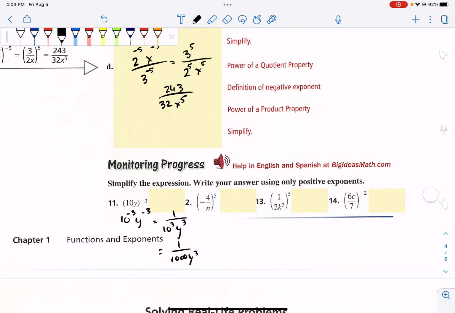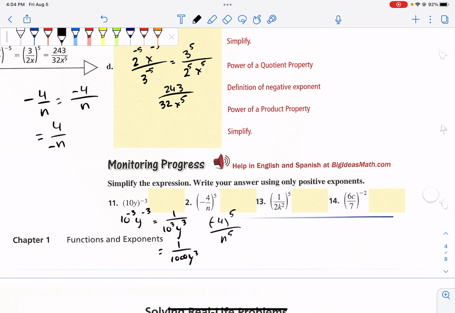Okay, -4 over n to the 5th power. Ooh, we got to make a decision here. Okay, so something to remember about fractions. Negative 4 over n. That is the same thing as negative 4 on top and n on the bottom, which is the same thing as 4 on top and negative n on the bottom. You've got to decide, okay, where is that negative, where do you want that negative to go? What do you want to apply it to? Do you want it to go with the 4 or the 5? So negative 4 to the 5th power divided by n to the 5th power.